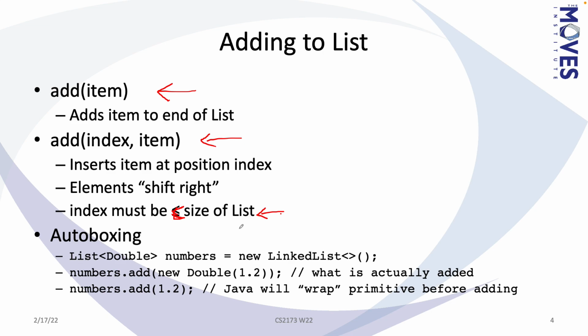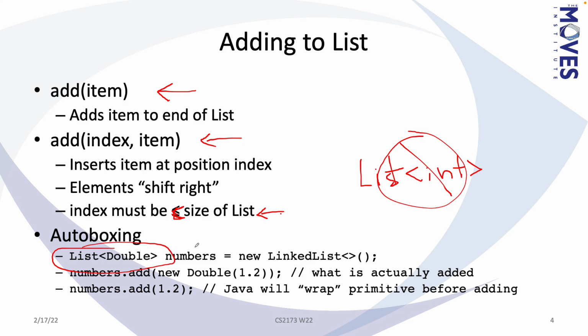We talked about auto boxing. If I want to have a list with an int, a primitive, that is not permitted. Only objects, or wrappers. If I want to have a list with an int or double, I have to do it this way. So I declare it as a double. If I want this, I need to say something like list integer. In other words, always use the object wrapper when we're defining one of these collections.